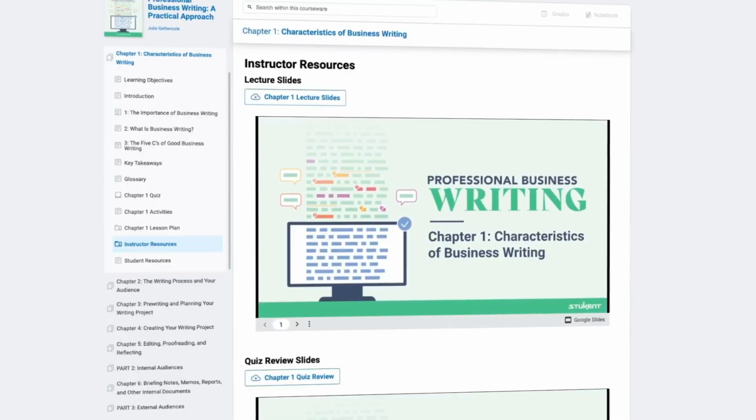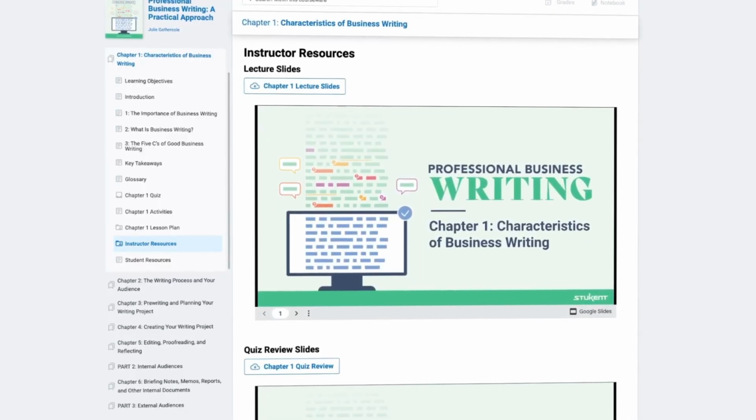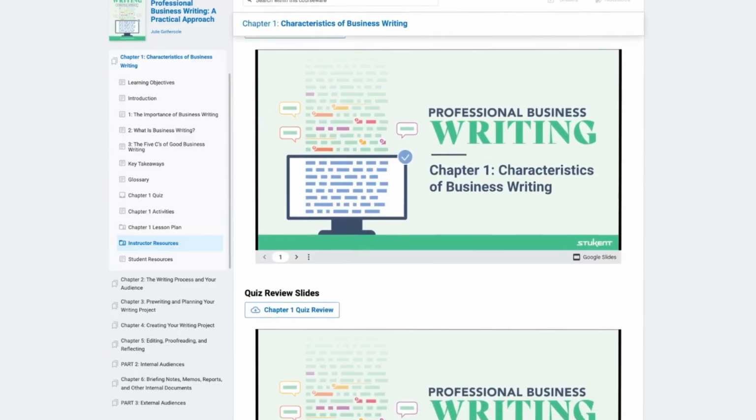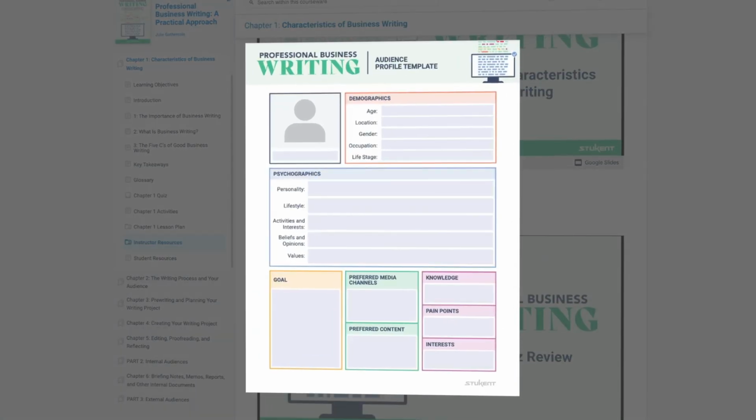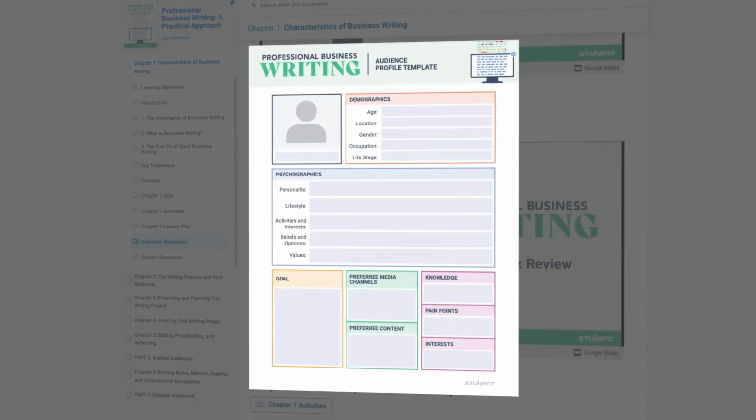One of the things that I think is really unique about the professional business writing courseware is all of the templates and all the tools that students will get from it that they can use further in their career.